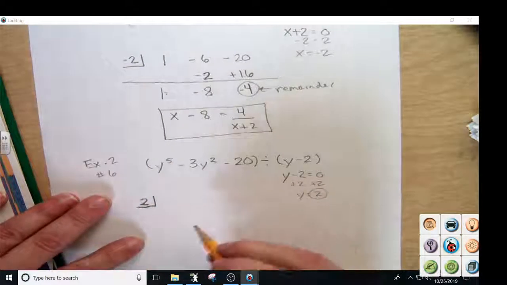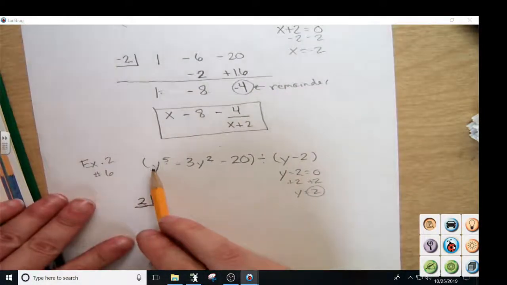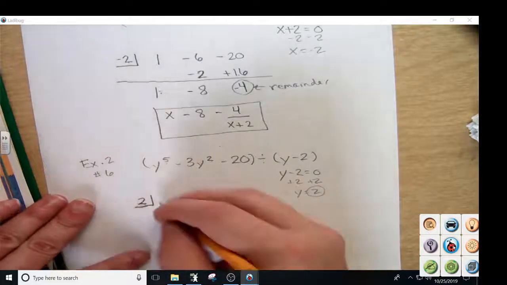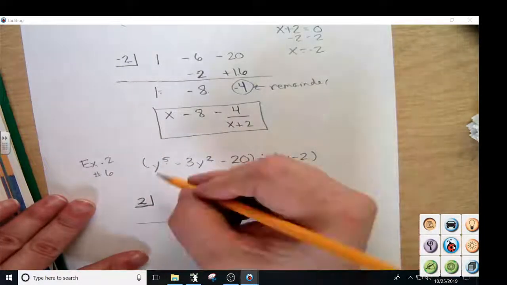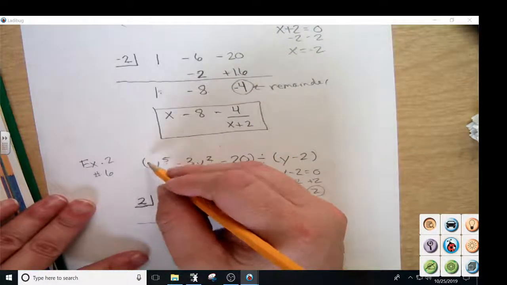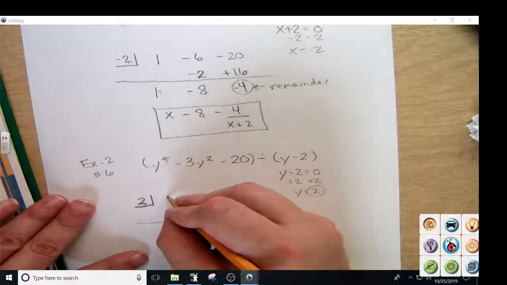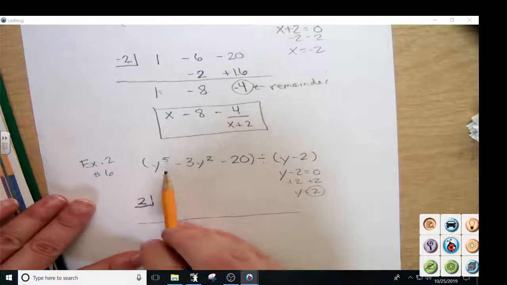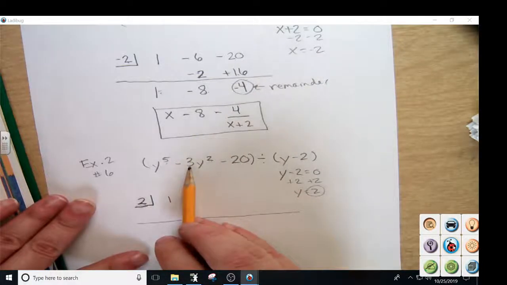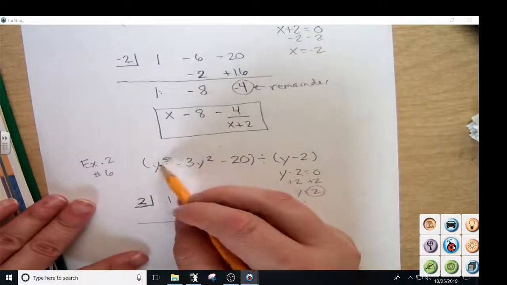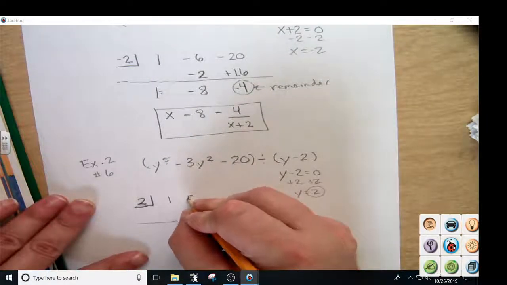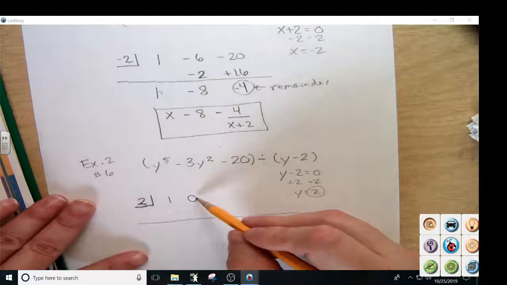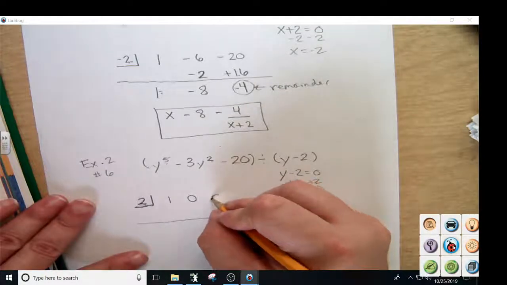Now, what we're going to do now, y to the fifth power. So draw our line here. Now y to the fifth. This coefficient is 1. Now we're missing a y to the fourth and a y to the third. So instead of just leaving them out, you have to put zeros there. So 0 for the fourth power, 0 again for the third power.